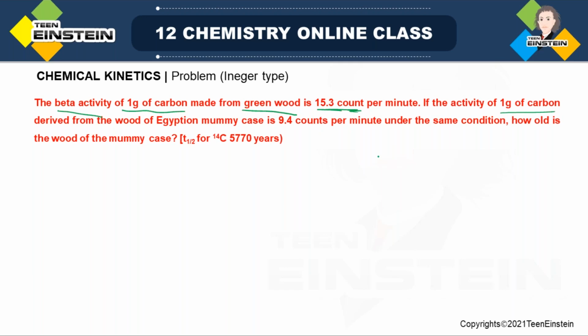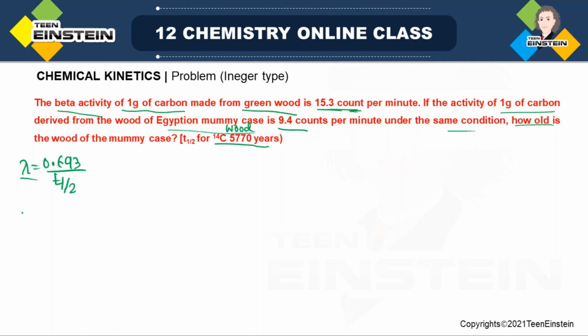And the activity of 1 gram carbon derived from the wood of an Egyptian mummy case. Now, the wood used in the Egyptian mummy case is actually old wood. So that is the reason the activity of carbon has decreased from 15.3 to 9.4 under the same conditions. From this information you have to find out how old the wood of the mummy case is. T half is given, and that means you can easily calculate the decay constant from this relationship, lambda equal to 0.693 divided by T half. T half is given, so you can easily find lambda.